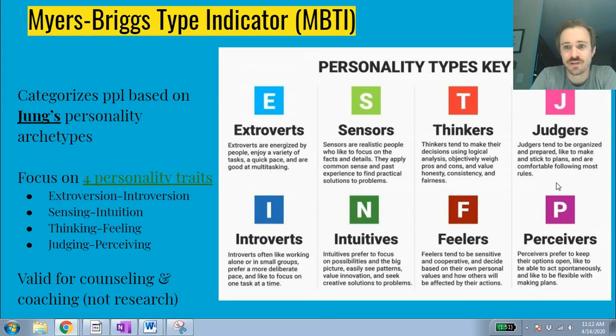Then judgers or perceivers. The difference: judgers are people who are very organized, they make a plan, they stick to it, they are pretty comfortable with following the rules. Perceivers are open, they're a little bit more spontaneous, and they're flexible, right? They're much more go with the flow. What's my gut? Let's go. Let's do this. So this is one that you will also be taking, seeing where you fall onto those.